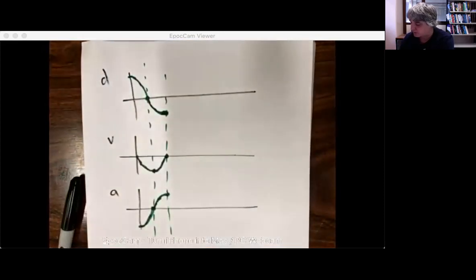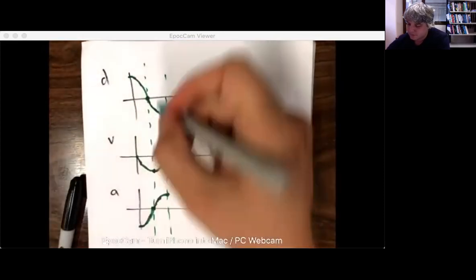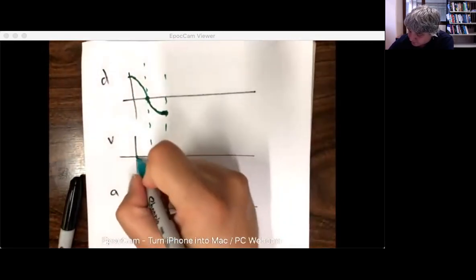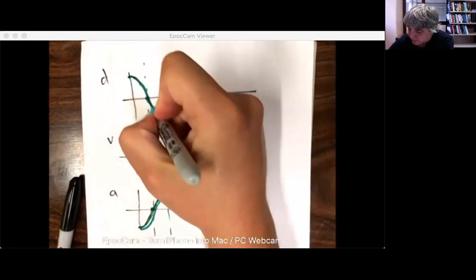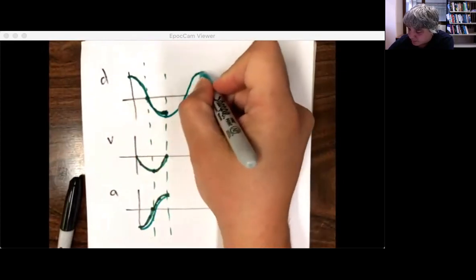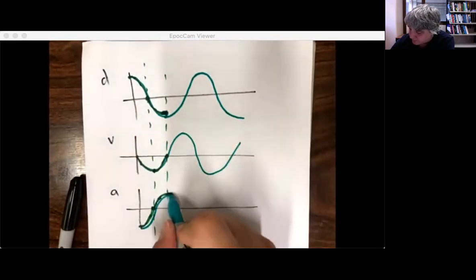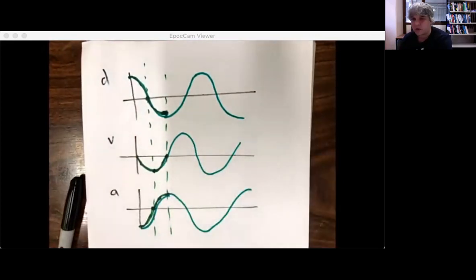So hopefully what you can see is that we're getting this sort of curved shape. We get an acceleration that looks like that, a velocity that looks like that, and a displacement that looks like that. And we can continue that. And we get just a sine curve there, we get a sine curve there, and we get a sine curve here. I haven't drawn them all to scale, my apologies.